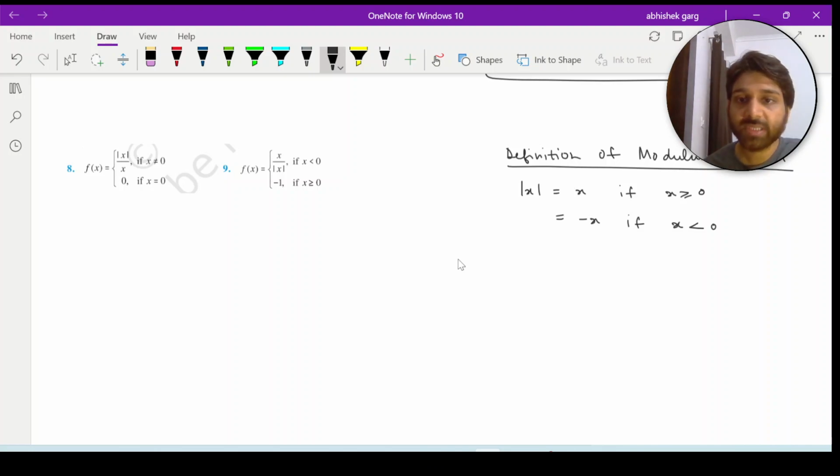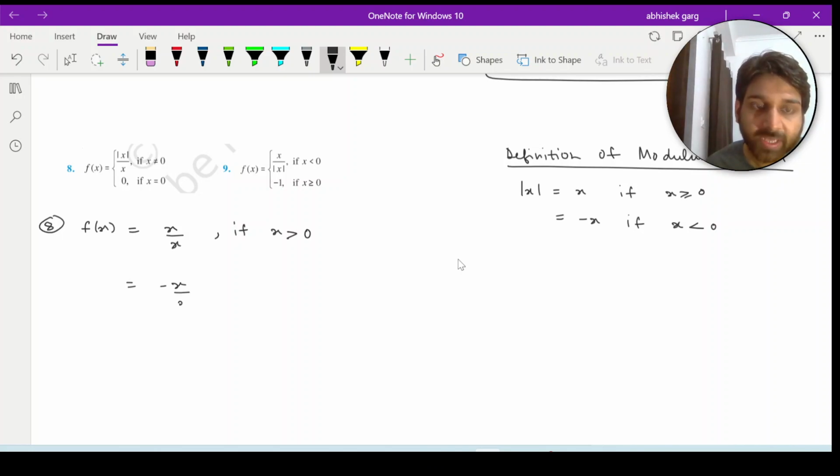Based on this, we can partition this function into categories. For question number 8, we can write f(x) is equal to, we substitute mod x equal to x, so it will be x upon x if x is greater than 0, and it will be minus x upon x if x is negative, so we are simply substituting the value of mod x here, and it is 0 if x is equal to 0.